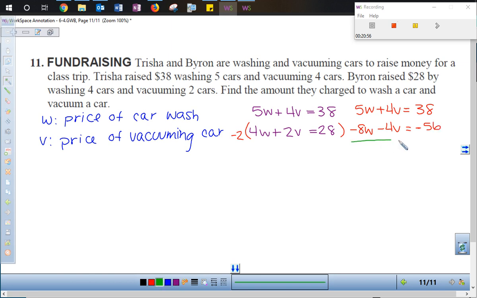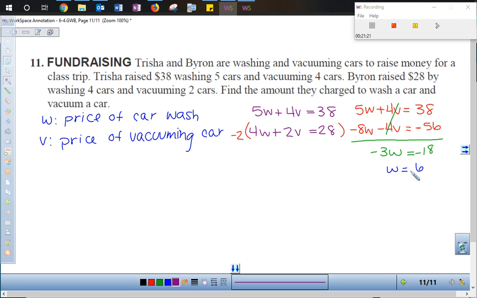Now when I add those together, 5w and -8w give me -3w. My v's cancel out, and 38 minus 56 will give me a -18. Now I can divide each side by -3, and w is going to be a +6.